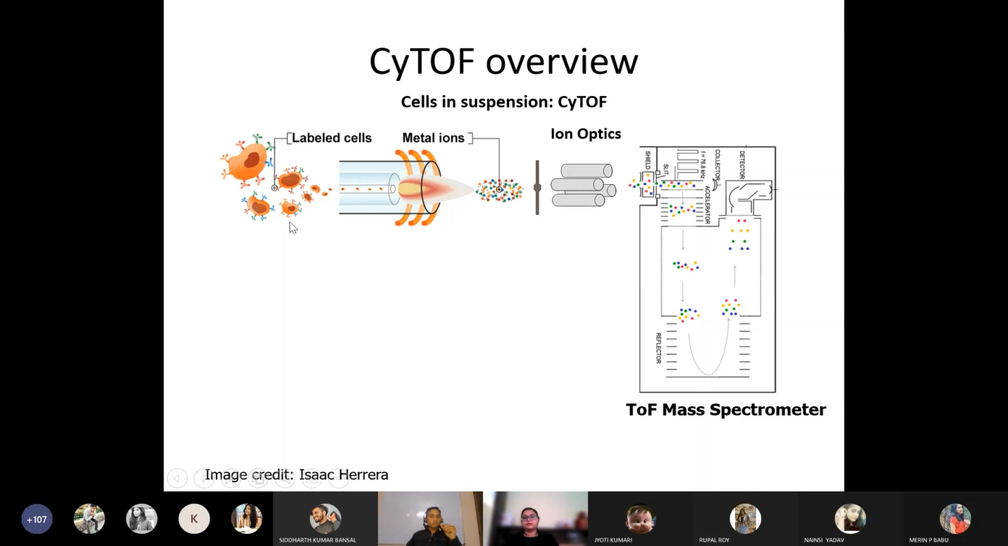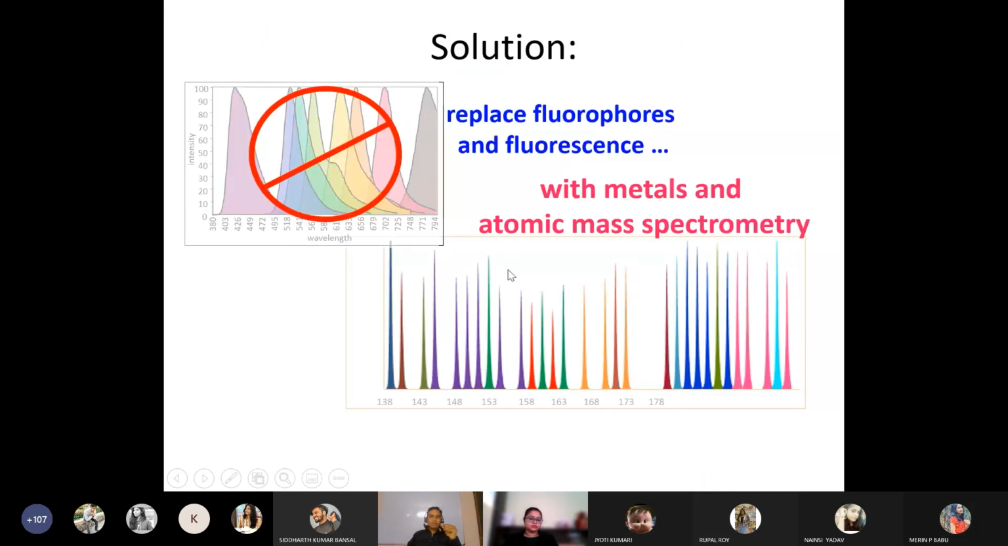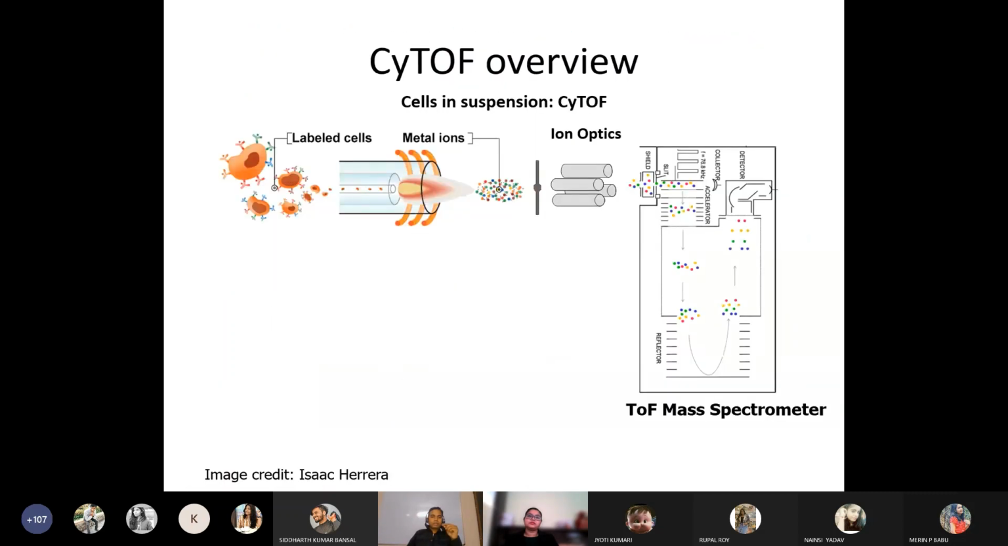I have shown you why these heavy metals. You can see that the peaks are much more distinct. They don't overlap with each other. And why heavy metals? Because normally heavy metals are not a component of the living system.